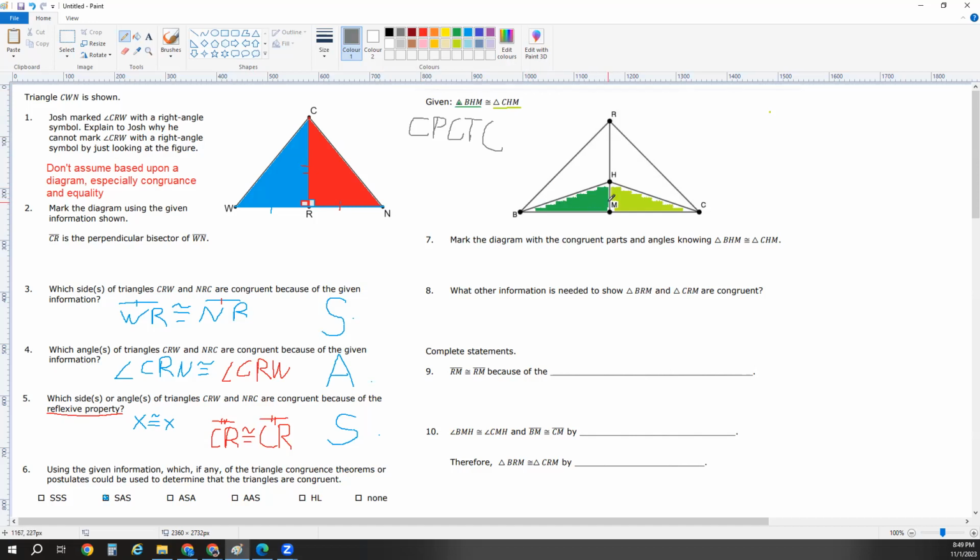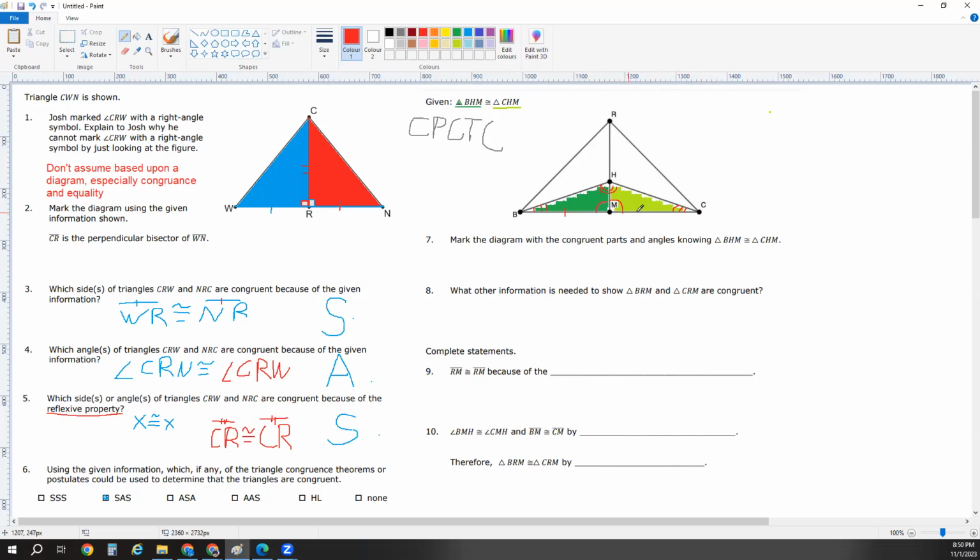I know that this angle and this angle are congruent. I know that this angle, it's a double arc angle. I'm gonna call that angle 2 or whatever. And I know that this angle, a triple arc angle, are congruent. And then my sides are congruent here.